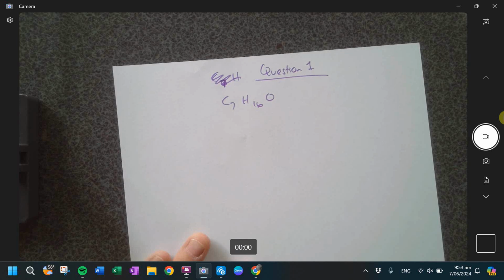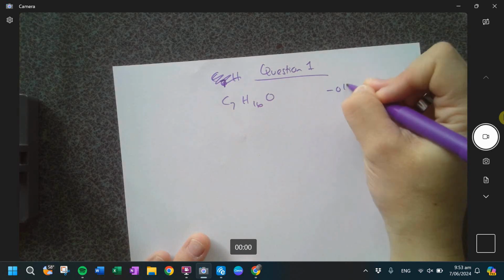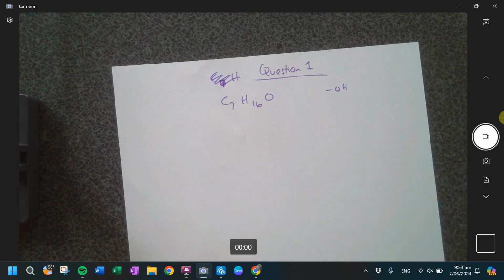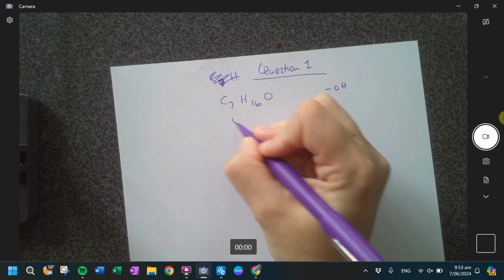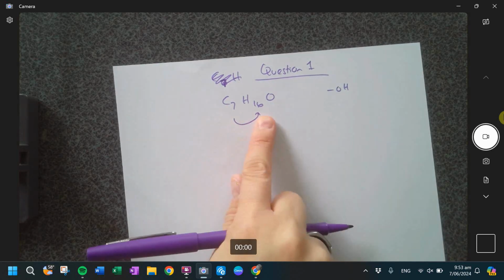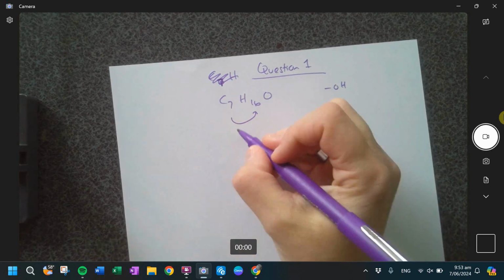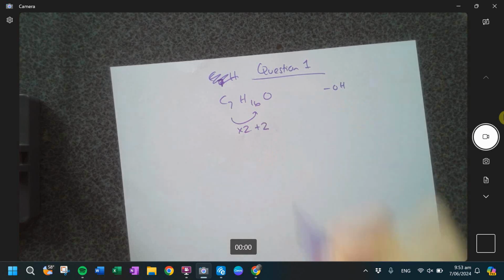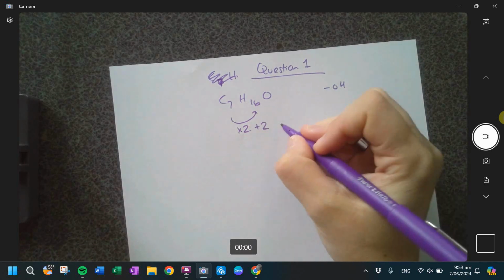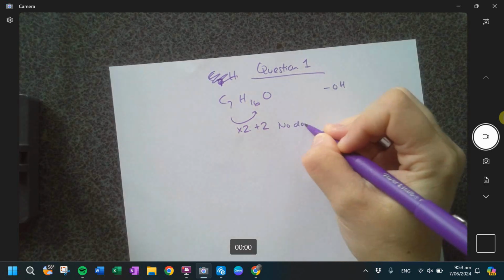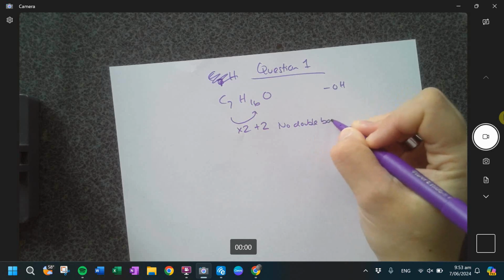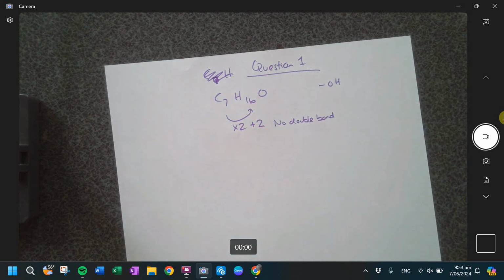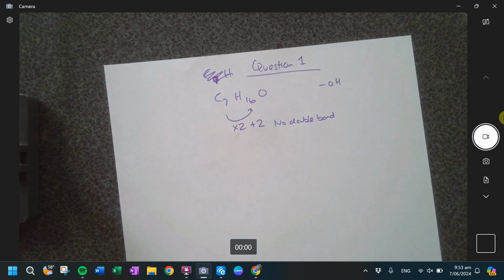We already know from question number 1 that we have an OH, so I want you to draw something that has an alcohol. The other thing is we look at the ratio between the carbon and the hydrogen. I see that it's times 2 plus 2. So there is no double bond. Okay? So from that information, there's lots of different isomers you can draw. I'll give you guys 2 as an example, and then I want you guys to find 5 more.